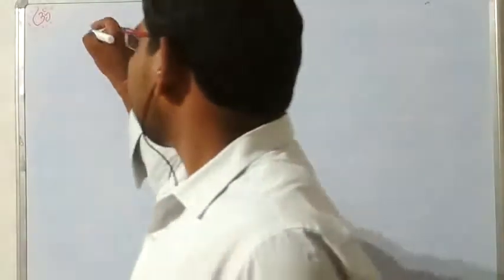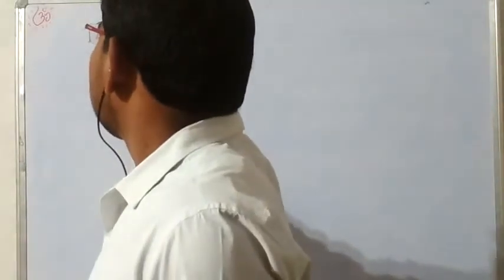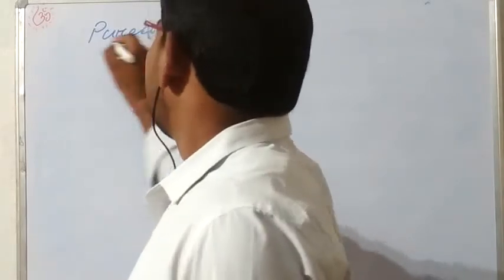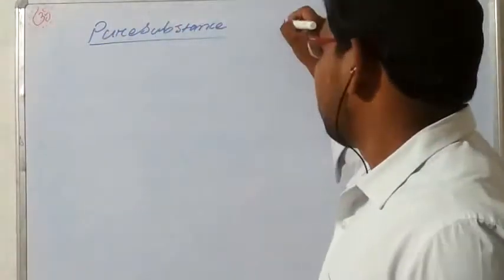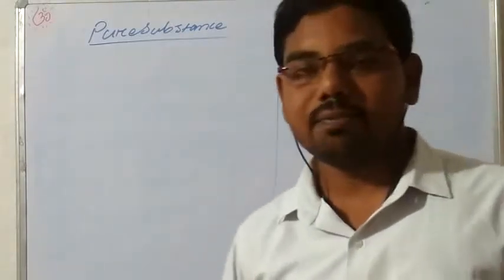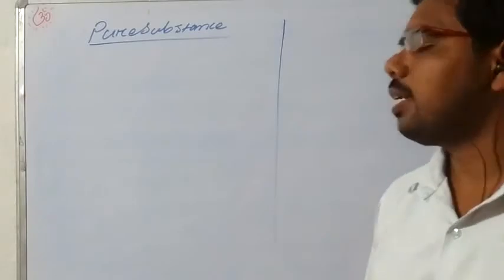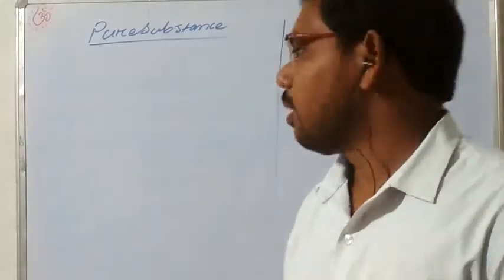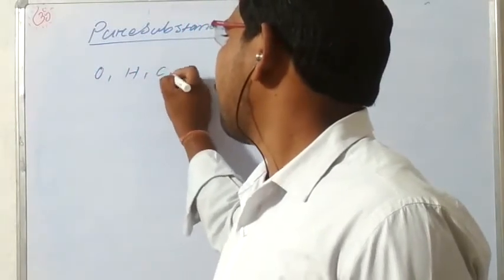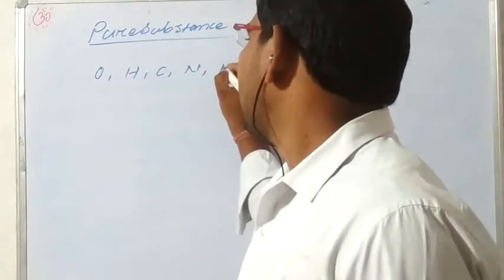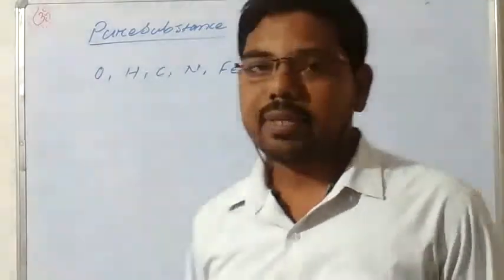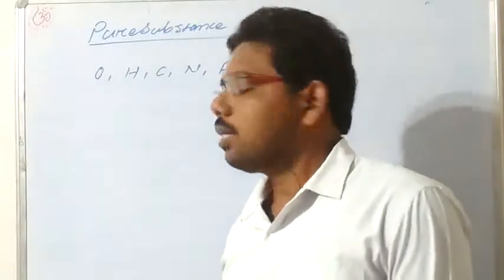Okay, pure substance. First one, what are pure substances? So pure means, you have to know, only one kind of particles or the same kind of particles are present, then it is a pure substance. Okay, we have discussed oxygen, hydrogen, carbon, nitrogen, iron. All these elements are examples of pure substances.